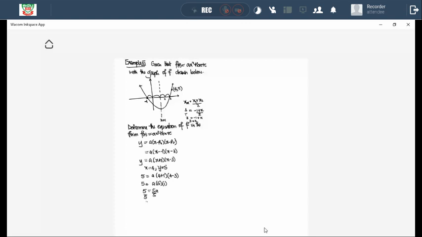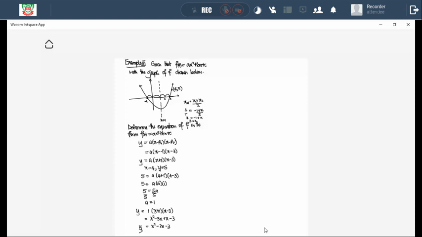Divide by 5 both sides. It means a is equal to what? 1. If a is 1, I'm going to substitute it back into my expression, which is going to be what? Y is equal to 1 in bracket x plus 1, x minus 3, which is going to be, now I'm opening the brackets, x times x is x squared, x times negative 3 is negative 3x, 1 times x is x, 1 times negative 3 is negative 3. So it means this is going to be y is equal to x squared minus 2x minus 3.